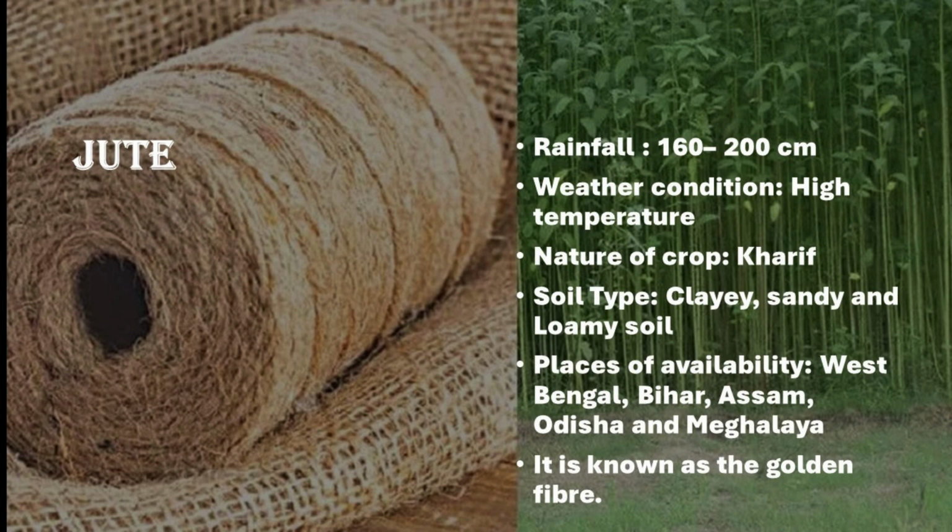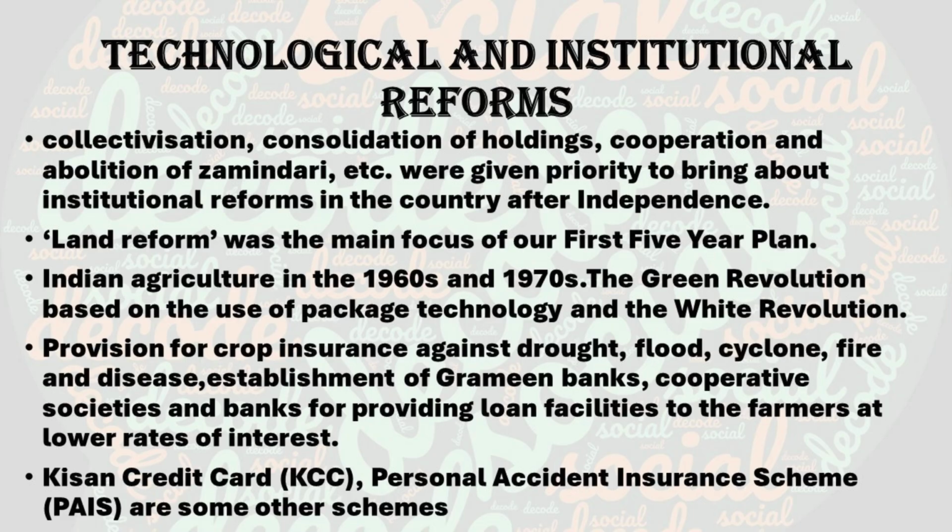So that's all about the crops we have seen. Now we have come to the end of the lesson. Here we are going to see the reforms taken to develop agriculture, technological as well as institutional. After independence, India introduced several measures to improve agriculture. The first one is land reform.